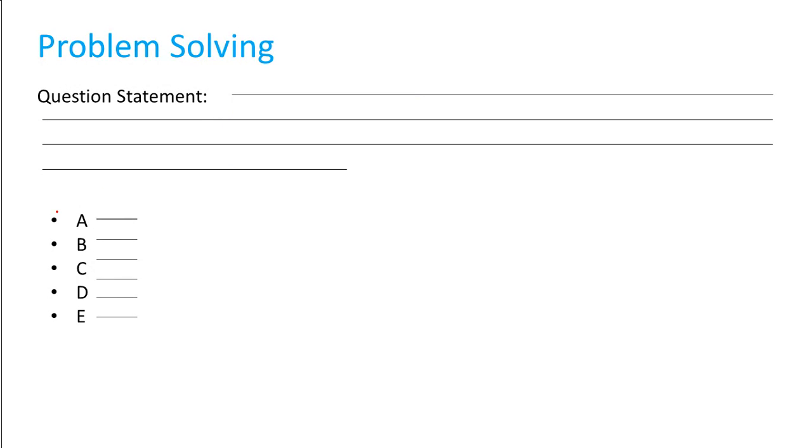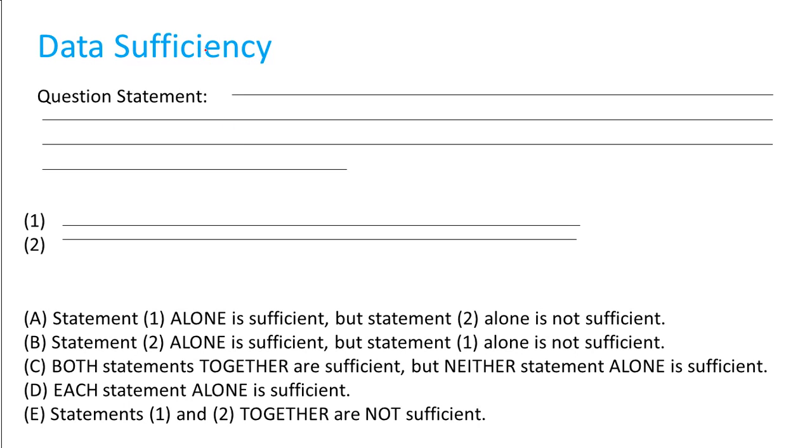You are given a question statement and 5 option choices, out of which only one is correct. The second one is data sufficiency. These question types are unique to GMAT. The prompt asks you a question statement and provides you two statements. The question statement doesn't have enough information to solve the question. The two statements provide you with some information related to the question statement.